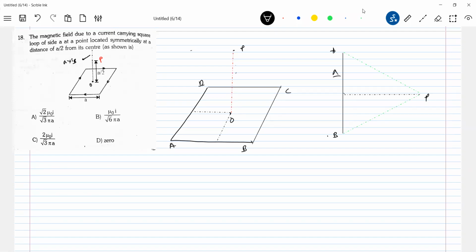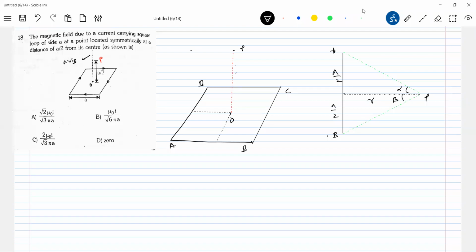This will be A by 2, A by 2. And O will not come here. AB wire side. So this distance is what we have to determine. So call this R. So these angles will be, let it be alpha, beta.